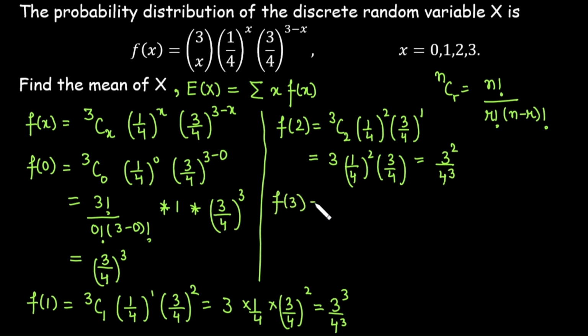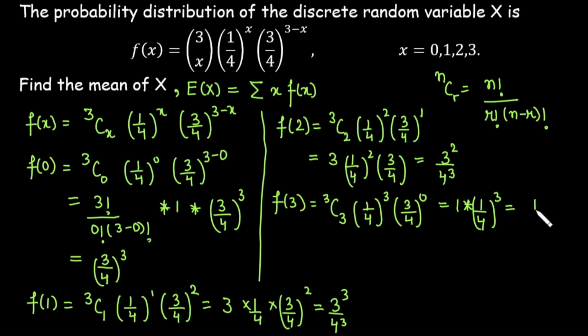F3, that is equal to 3c3, (1/4) cube, (3/4) power 0, because 3 minus 3 becomes 0. That is equal to 1 into (1/4) cube, and this is 1. So finally we are getting 1 upon 4 whole cube.